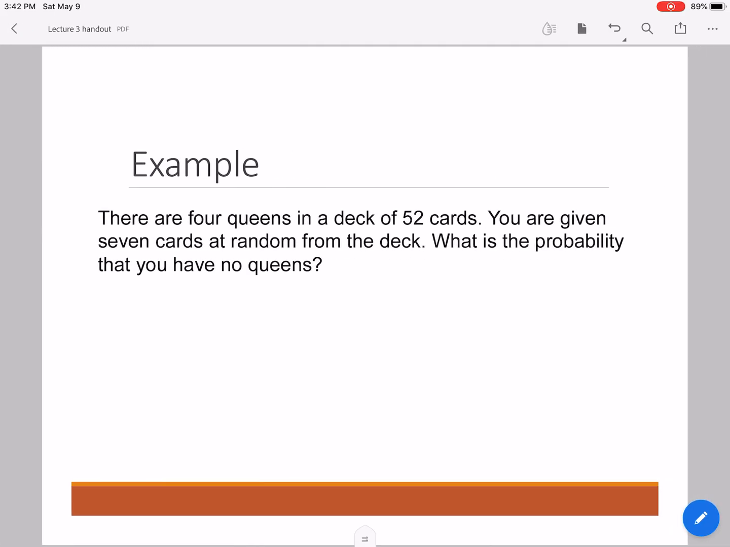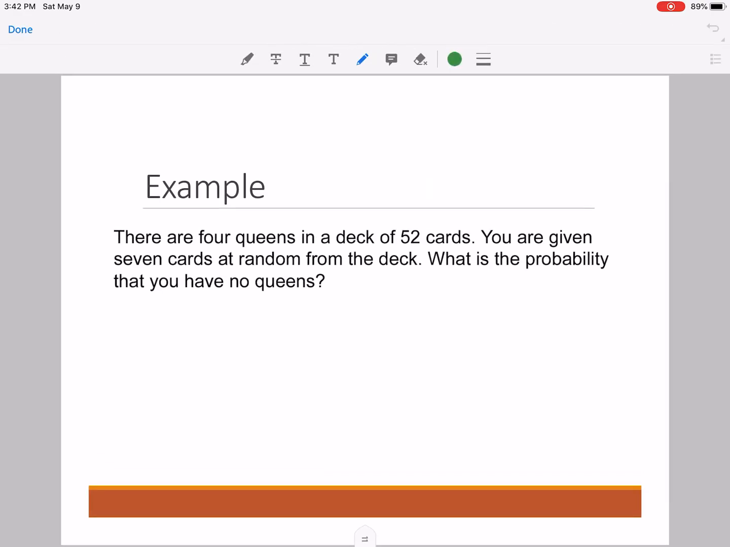Consider that there's a deck of 52 cards which is well shuffled. A deck of 52 cards has 4 queens, corresponding to spades, clover, diamond, and heart. Let's say that I pick out 7 cards at random. What is the probability that you have no queens? What you can do is pause this video right here and try to find out the size of the sample space. In how many ways can you choose 7 cards out of 52 cards without replacement? Order shouldn't matter here.